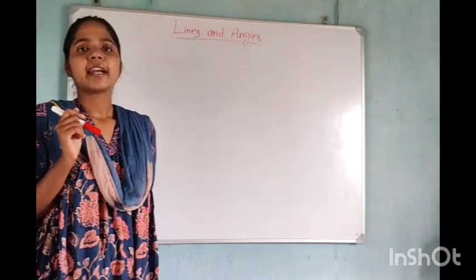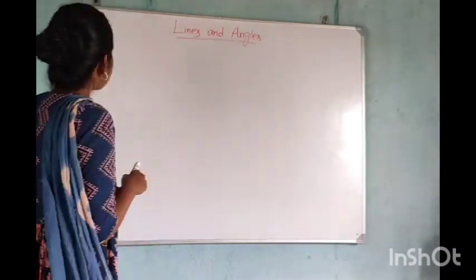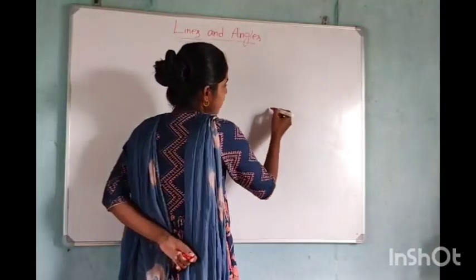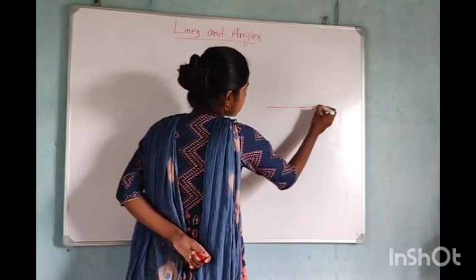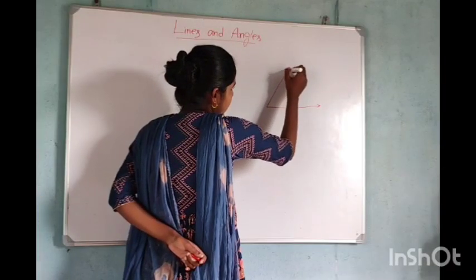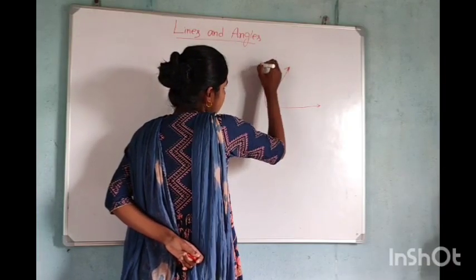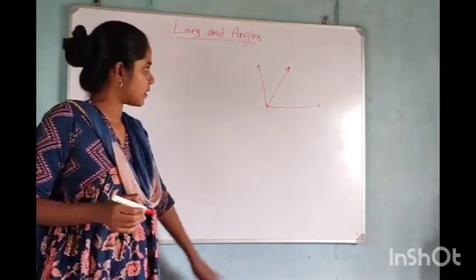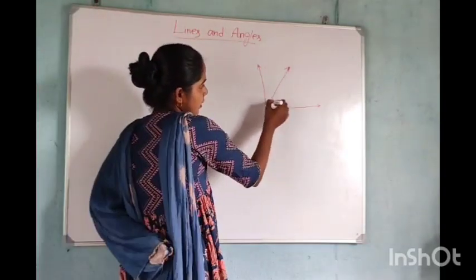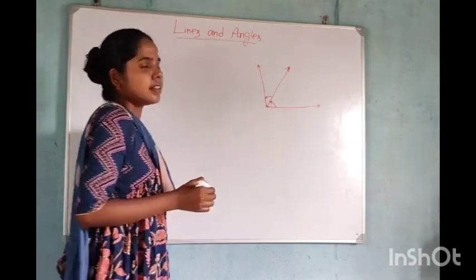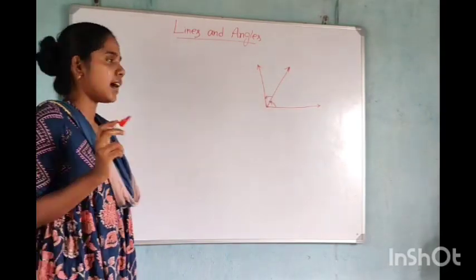We will see adjacent angles. Adjacent angles are basically two angles that are adjacent. That's why they are called adjacent angles. Okay, like this. This is one angle and this is another angle. They are called adjacent angles. And how to define it?